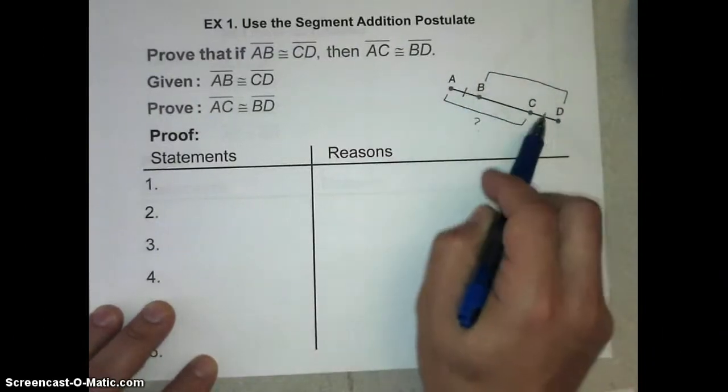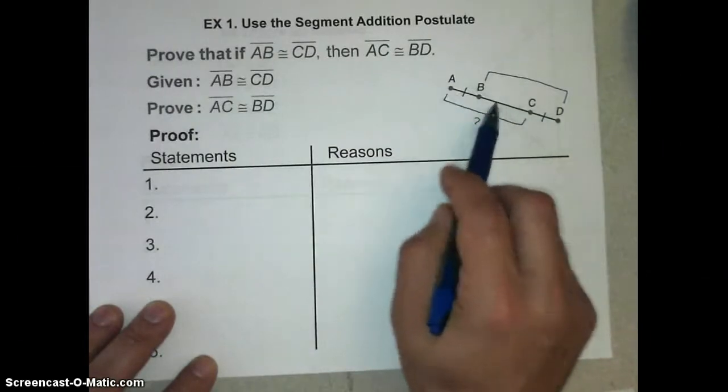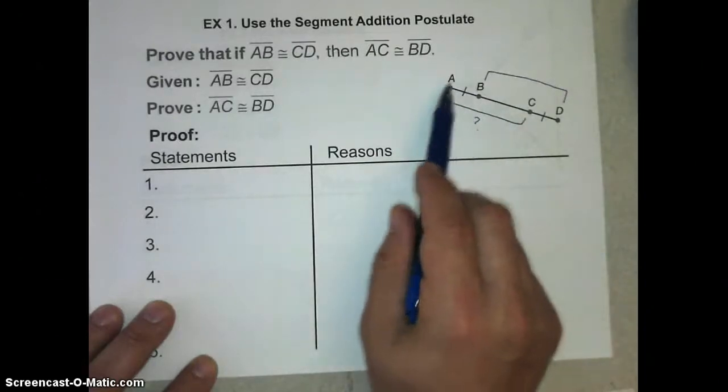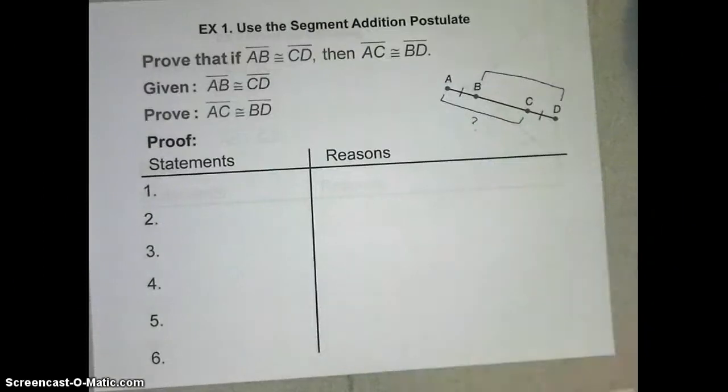Well, if these two are congruent, they have the equal measure, and they both share this. So when I use the segment addition postulate, I'm adding BC to both of these to get those totals. So we should be able to eventually see AC equals BD. And so let's look at the proof statements and reasons for that.